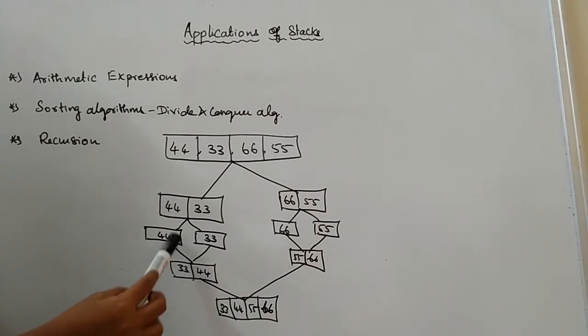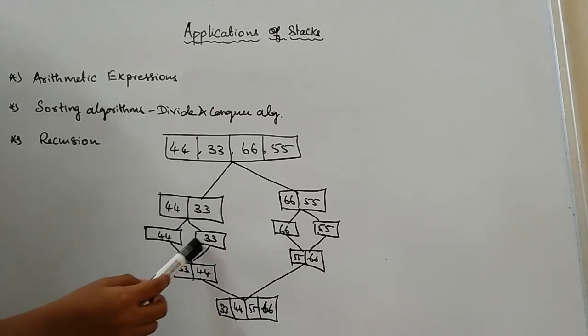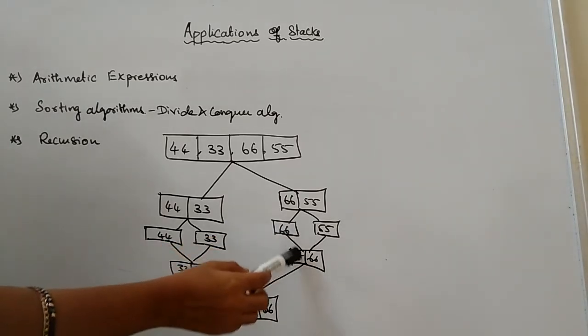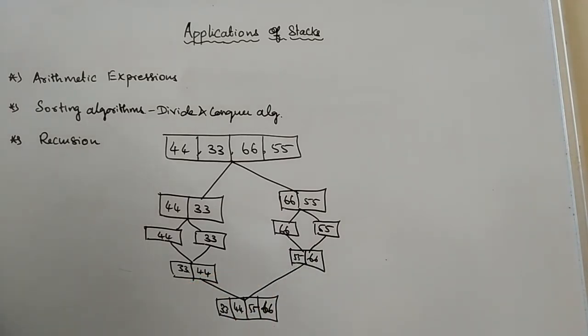While combining, I am going to do the sorting operations. I will compare 44 with 33. 44 is greater than 33. That's why 33 has been written first. Then I have included 44. In the same way, here also I have written 55 and 66.